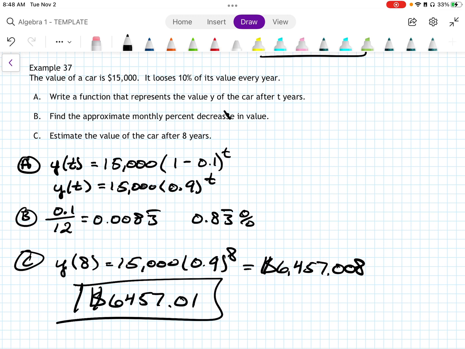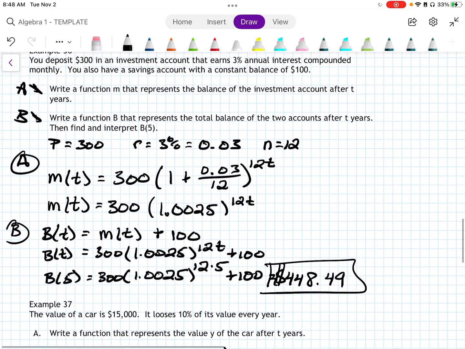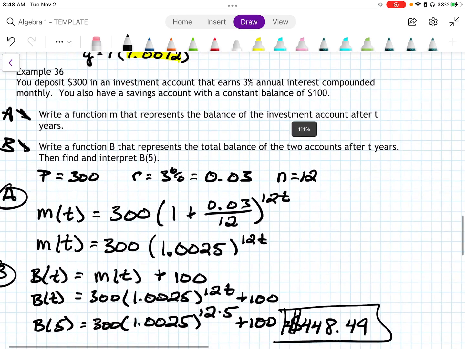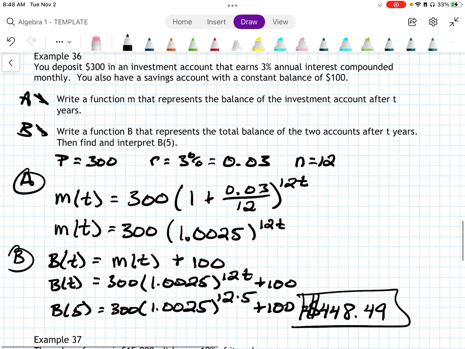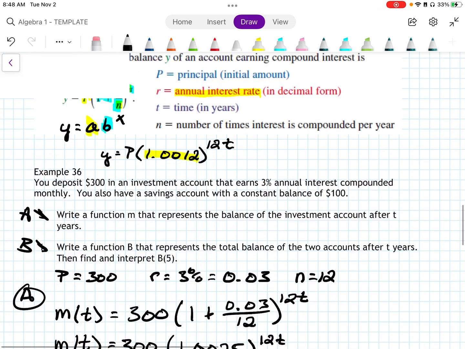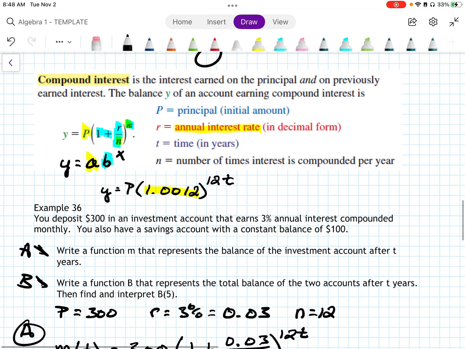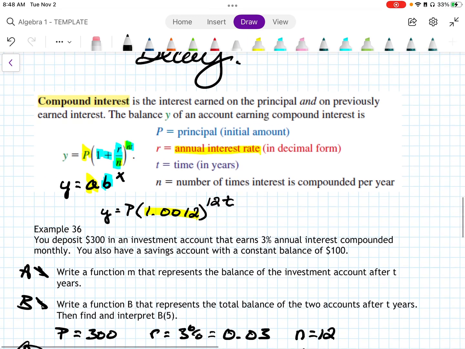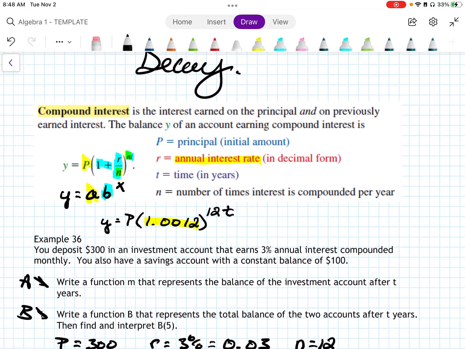Alrighty. So that was exponential decay, and that was talking about the value of a car. Up here, this was exponential growth. There will be more problems like this, so make sure you know how to do this problem specifically. It would be a good idea to have the compound interest formula written down somewhere. All right, that's all.